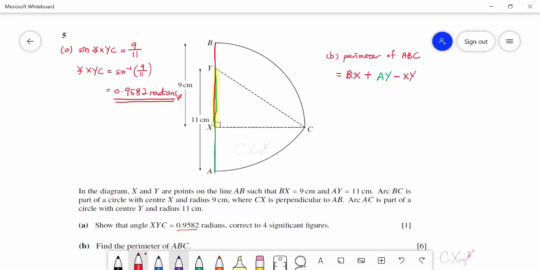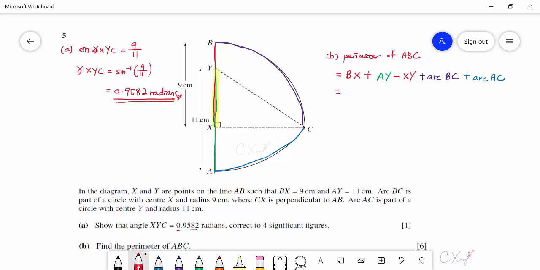After that, we need to add the length of the arc BC, so plus arc BC, and also plus the arc of AC. Generally this is what we need to do. So what is the length for BX?